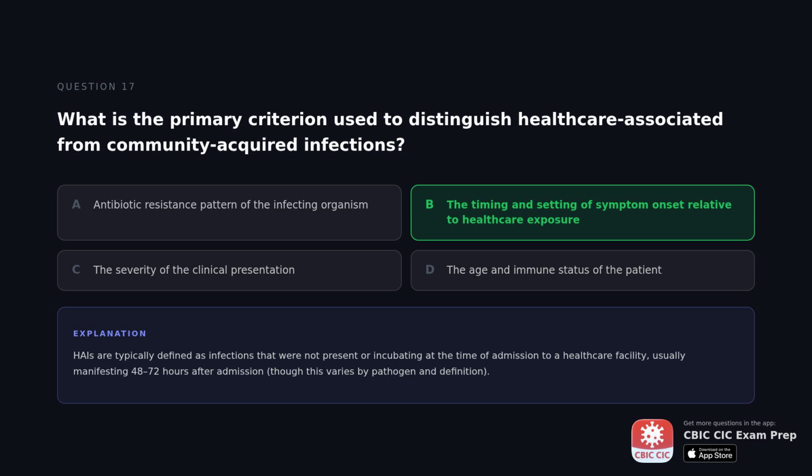The correct answer is the timing and setting of symptom onset relative to healthcare exposure. HAIs are typically defined as infections that were not present or incubating at the time of admission to a healthcare facility, usually manifesting 48 to 72 hours after admission, though this varies by pathogen and definition.